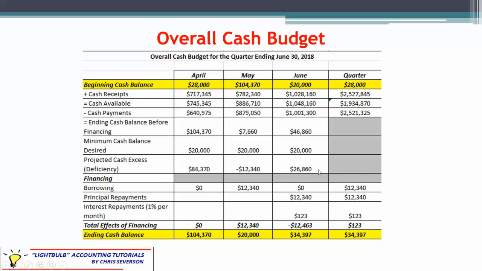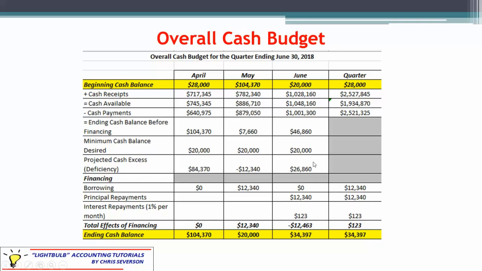Since we have so much extra money, we can pay back our $12,340. But we're going to pay it back plus interest. We have 1% per month, I said, and we've only borrowed it for 1 month. So what we're going to do here is the interest is $123. It's 1% of that. So in total, we're going to have to pay $12,463 of financing.